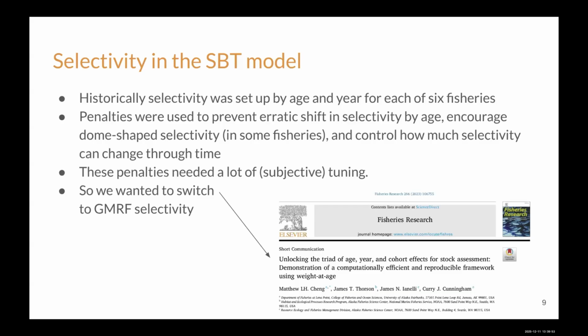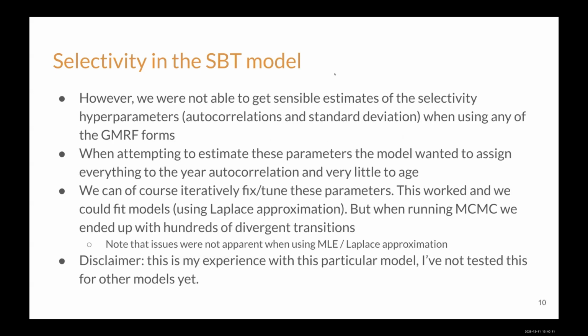So there's been a couple of papers written on this quite recently. In this example here, they were looking at not just age and year, but also cohort effects and selectivity for stock assessments. So we had a go at the Gaussian Markov random field stuff early on, but found there were some instabilities, I guess, during the estimation phase. So we just couldn't really get sensible estimates of the selectivity hyperparameters, stuff like the autocorrelations and standard deviations.